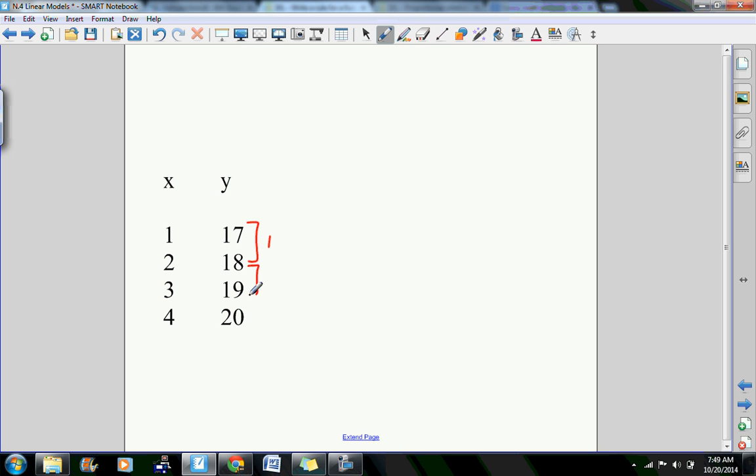So that means that our average rate of change is 1. So we look at our core equation as y equals 1x. But we've got to figure out how much above that we are. So y equals 1x would be 1, 2, 3, and 4 for our y values, but we have 17, 18, 19, and 20, which means that we are 16 above in every situation. So y equals 1x plus 16 would be this equation.